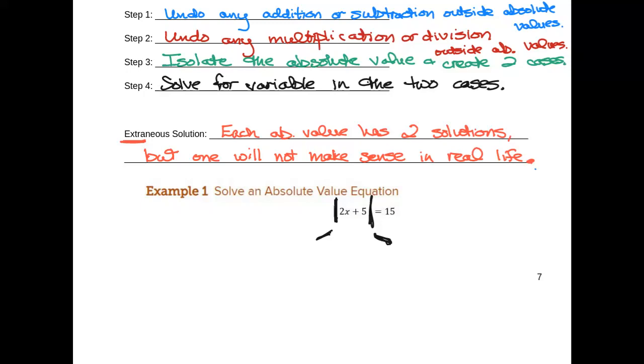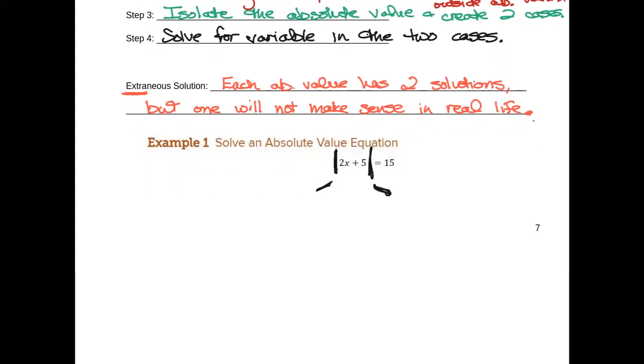Well, what are the two possible numbers that could be a distance of 15 away from 0? It could be negative 15, or it could be positive 15, right? So now that this is isolated, I'm going to say 2x plus 5, that part in that absolute value, is equal to the negative 15, because negative 15 is a number that's 15 away. Or, on the other side, you write 2x plus 5 is equal to positive 15.